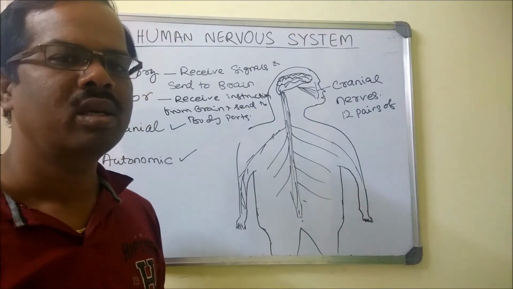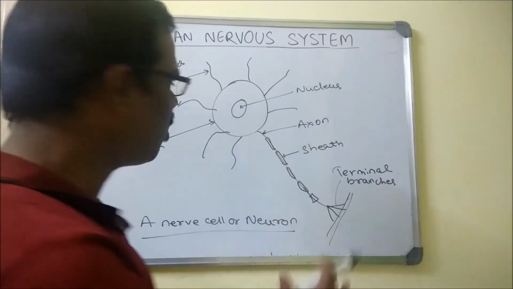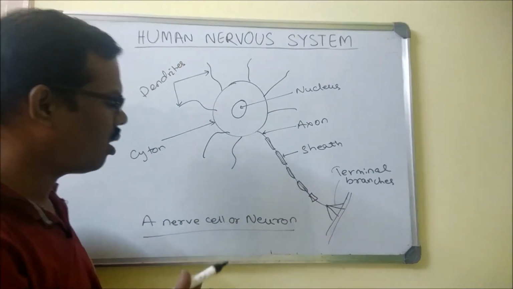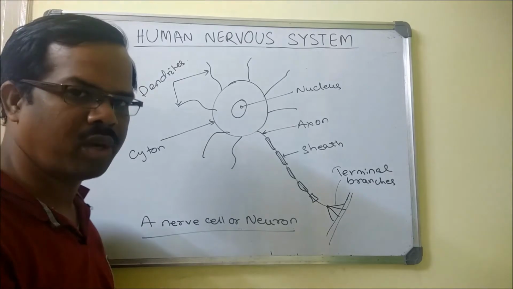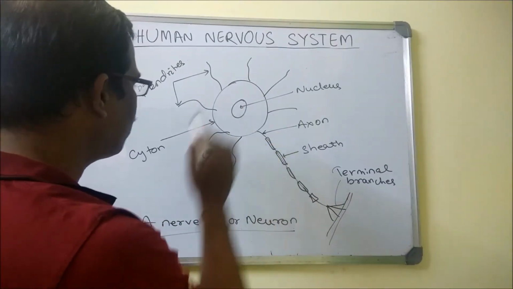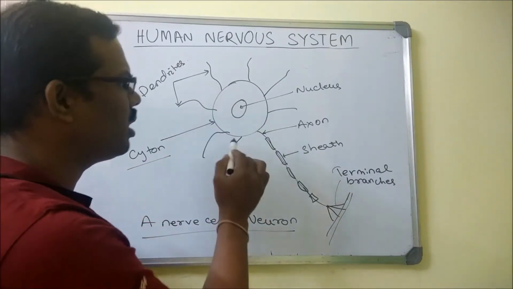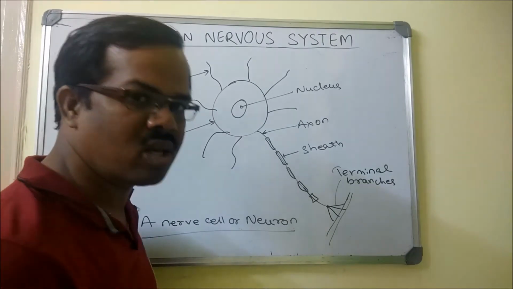Now let us see the diagram of a typical nerve. This is a typical diagram of the nerve cell, otherwise called a neuron. The neuron has a head-like structure called the cyton, and inside it there will be a nucleus like in any other cell.